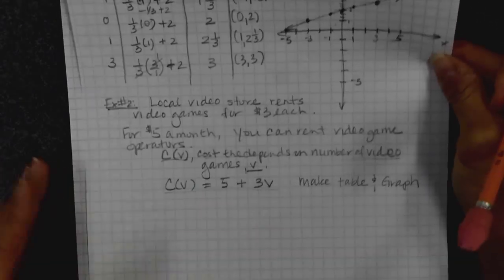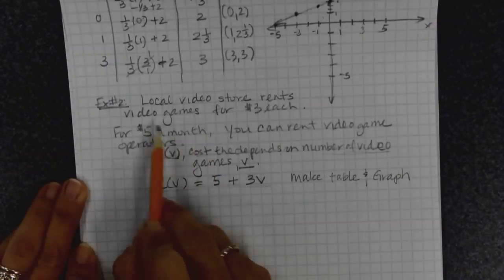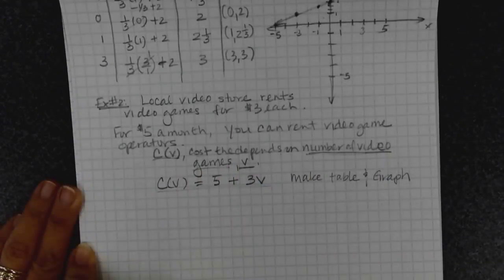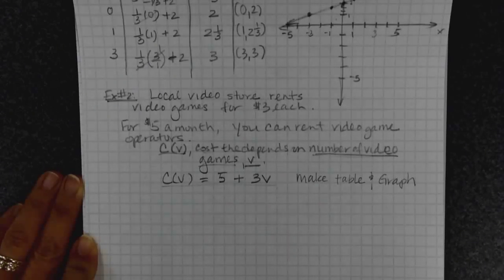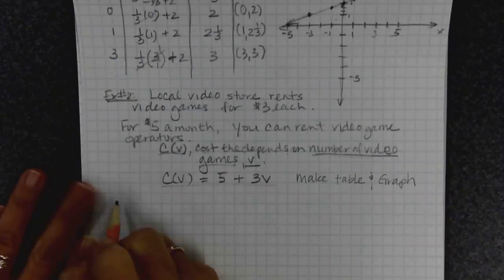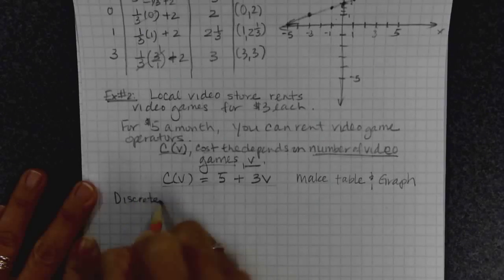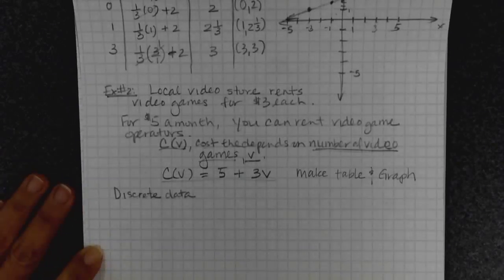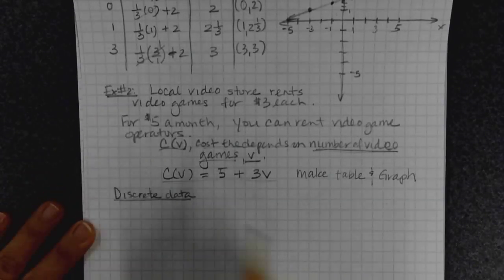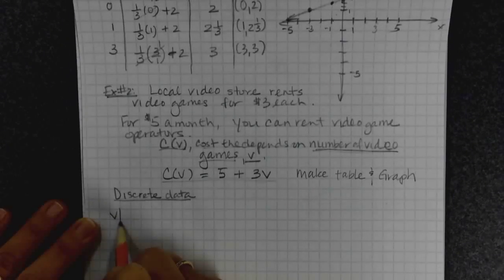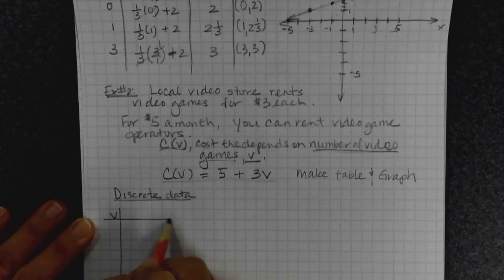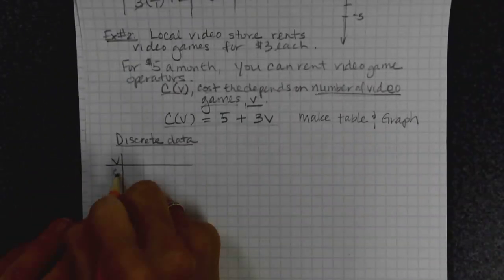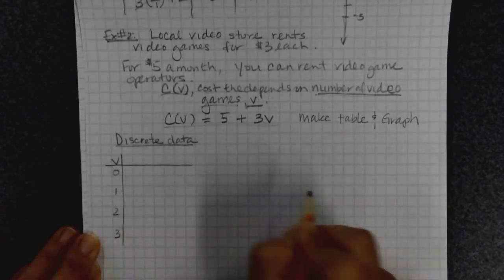But let's talk about what kind of data points we're going to use. So this is the number of video games. Because we can't rent half a video game, we are going to have to use discrete data. We're going to use discrete data because this is data that uses whole numbers, and you can't use part of a fraction or decimals in this. So the numbers you pick, because it's video games, you can't rent negative videos, so we're going to start with 0. So we're going to use 0, 1, 2, 3.